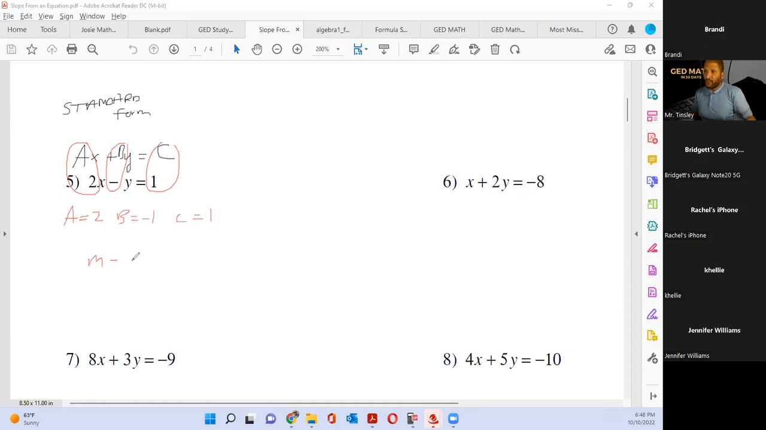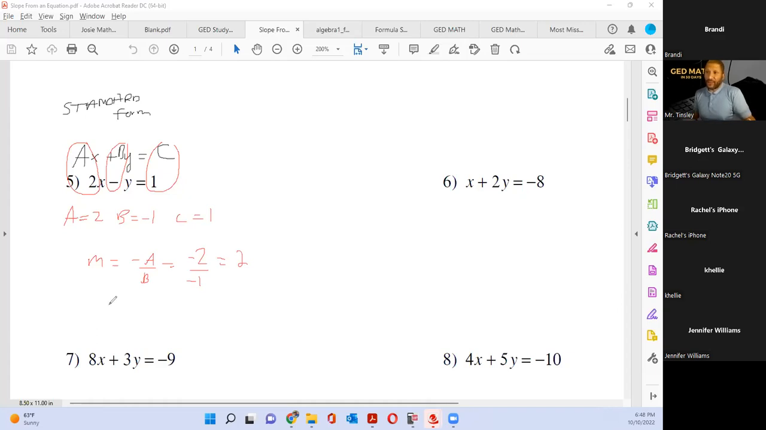To find the slope, you just take -A over B. The opposite of A. So if A is 2, the opposite of A is what? Negative 2. B is -1. Two negatives make a what? Positive. So my slope is 2.